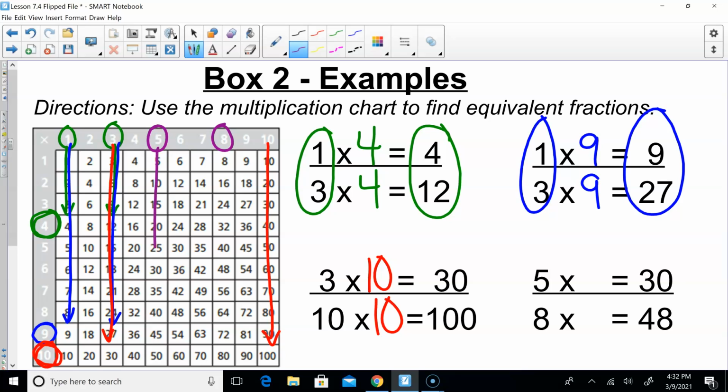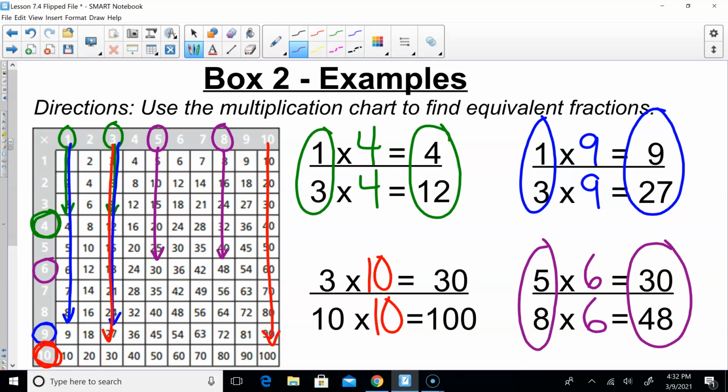So where does it say 30? This should say 48, which means we multiply over. We have to multiply by 6. 5 times 6 gives us 30. 8 times 6 gives us 48. So we know that 5/8 is also equivalent to 30/48.